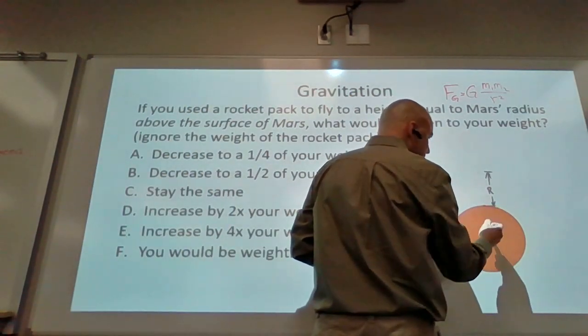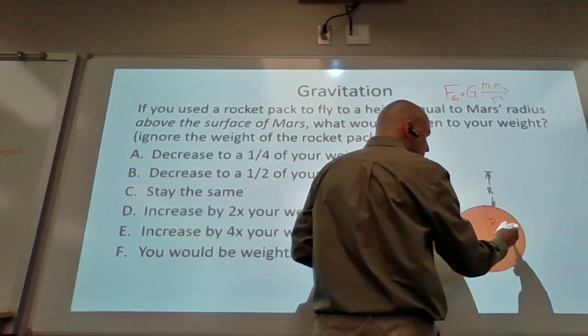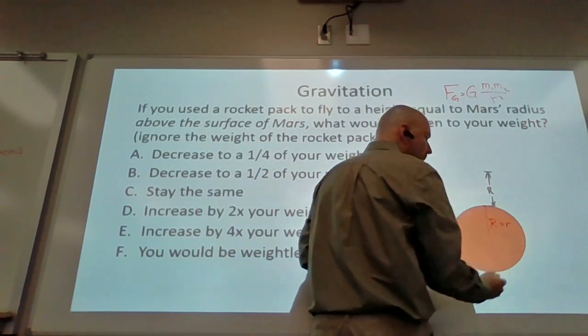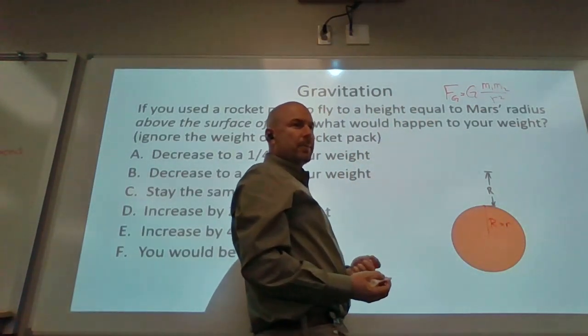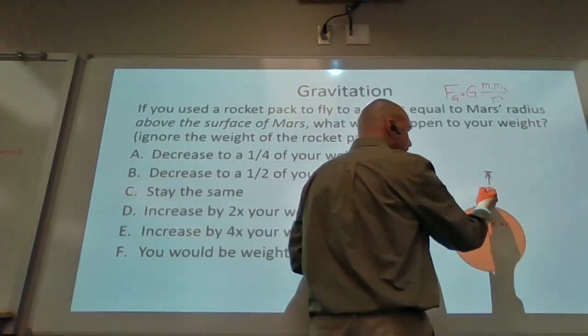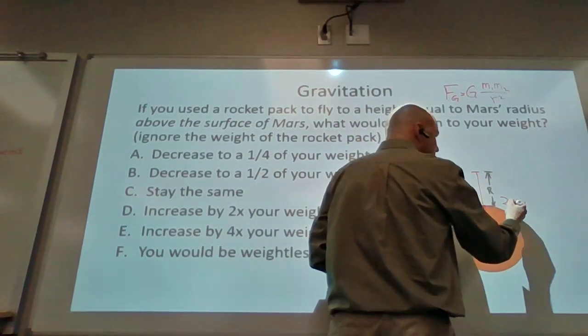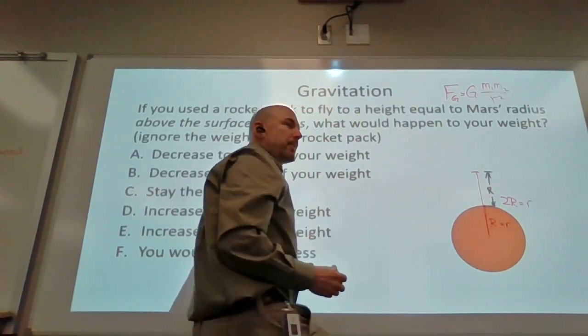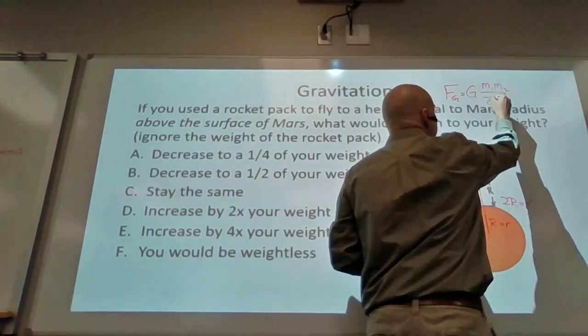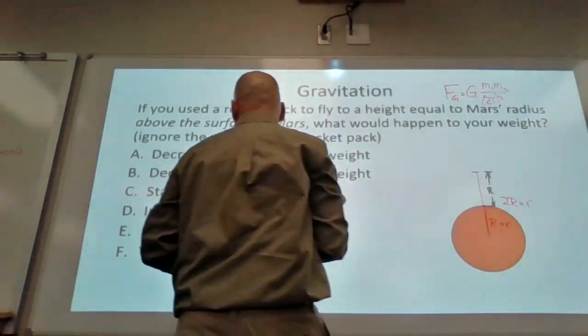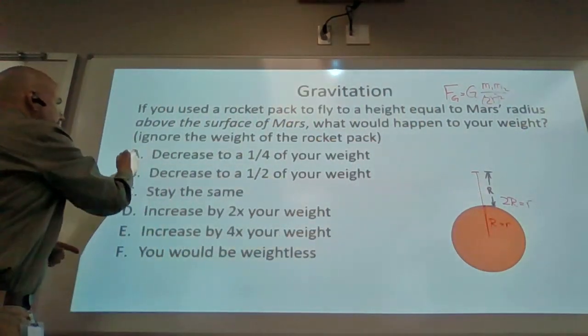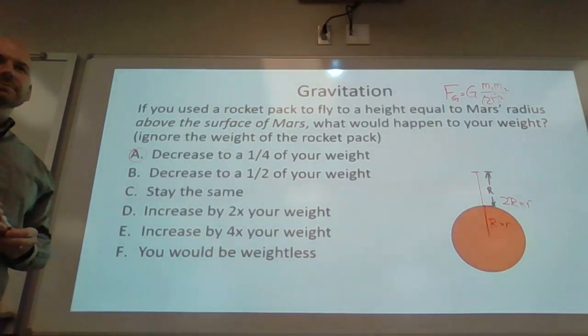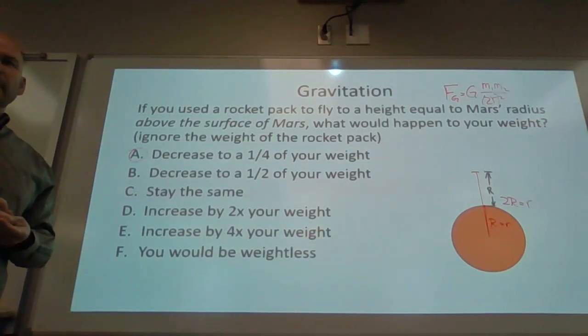So we started here. So r is equal to the radius of the planet. Now it's equal to 2r. So we doubled the distance. Correct answer is A, because we squared that. Okay.